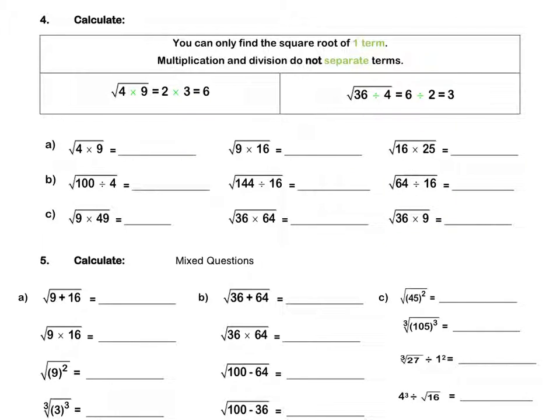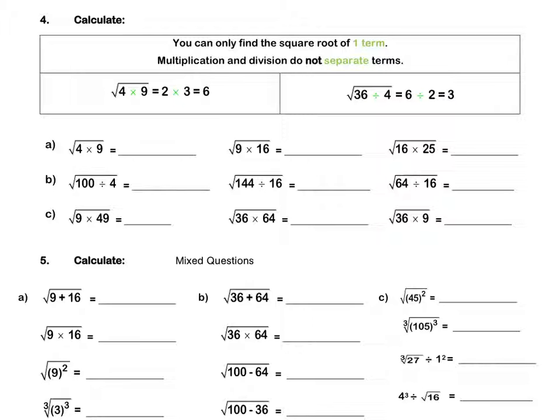Question 4. You can only find the square root of one term. However, multiplication and division do not separate terms. So, if we have the square root of 4 times 9, we can view this as one term. So we simply find the square root of each part. The square root of 4 is 2, times the square root of 9 is 3, which gives us 6. Here we have division, which does not separate terms. So the square root of 36 is 6, divided by the square root of 4, which is 2, and our answer is 3.